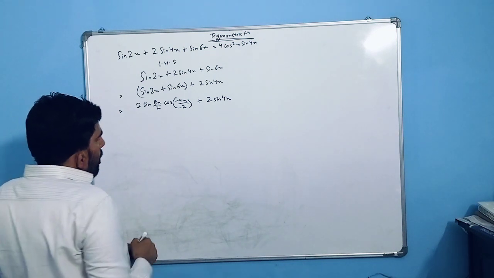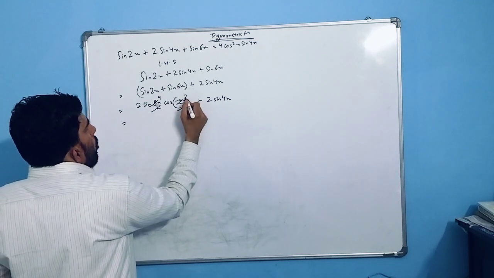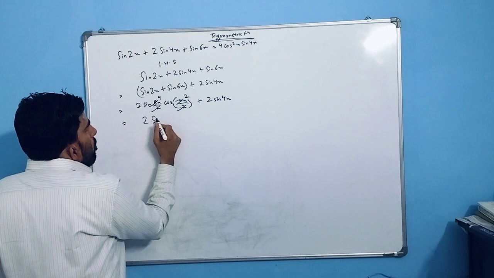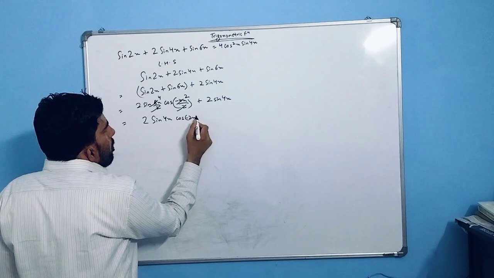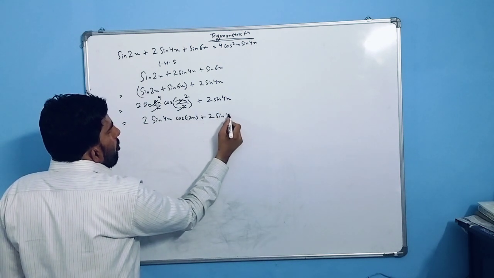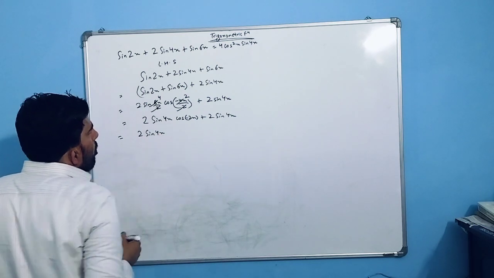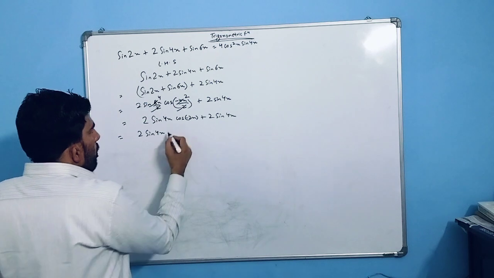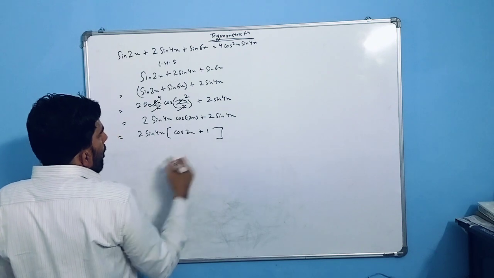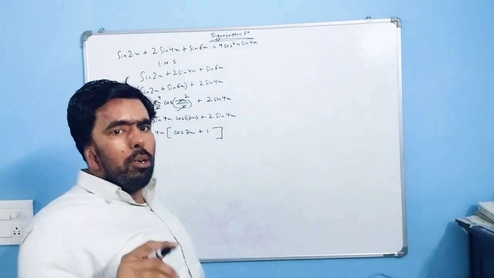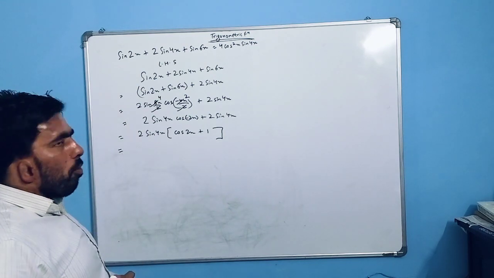Now what is left is 2 sin 4x cos (minus 2x) plus 2 sin 4x. Now we can take 2 sin 4x common. Now, what is left with it? Cos 2x plus 1, because you all know cos(minus x) is equal to cos x. Now we're left with 2 sin 4x (cos 2x plus 1).